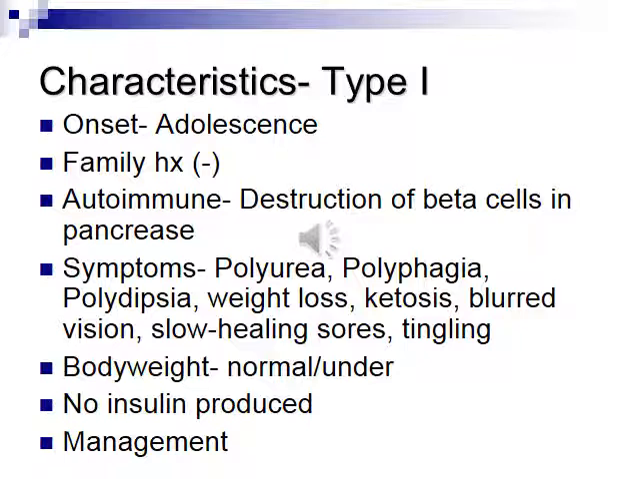Your symptoms are listed on here. Usually the person, body weight wise, will have a normal body weight, or sometimes they'll be slightly underweight. Again, no insulin will be produced, and the primary management for this is usually going to require some type of supplemental insulin, and the regimen will be determined based upon how the person is able to manage their blood glucose.